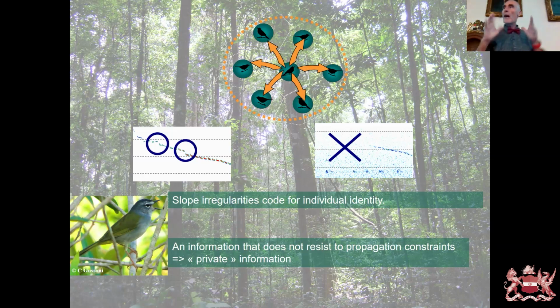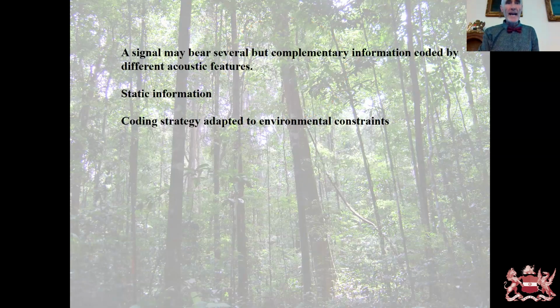Okay, so you get this idea of a communication network where animals can send signals. In this signal, you can have different types of information coded. Some information can transmit at long range, other information at short range, depending on which acoustic features they are coded in. Right? Clear? Perfect. Okay. And this coding strategy is adapted to environmental constraints, actually, to this tropical forest. You know, I'm speaking under the control of Darwin, so I'm very impressed.